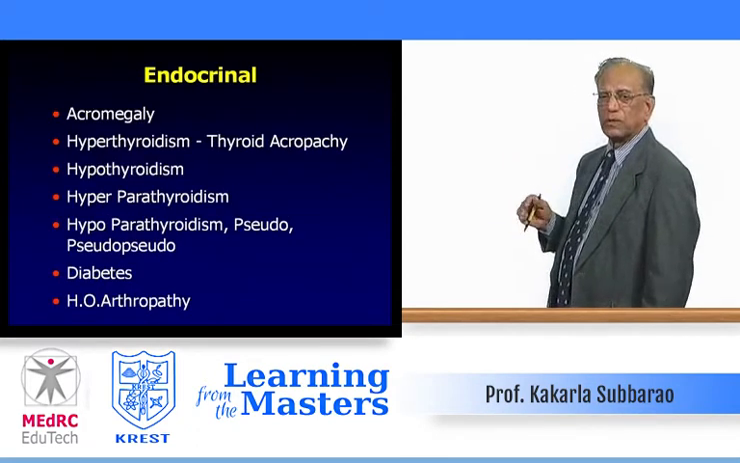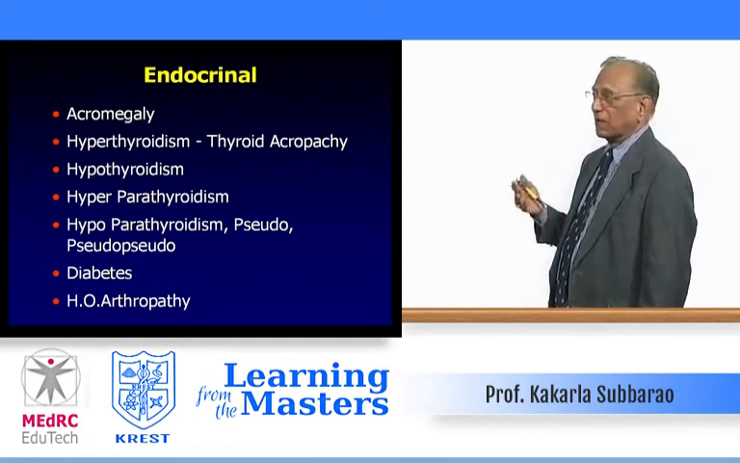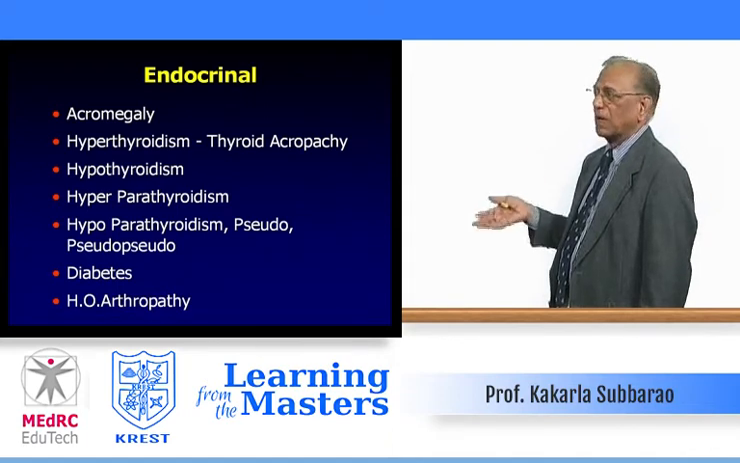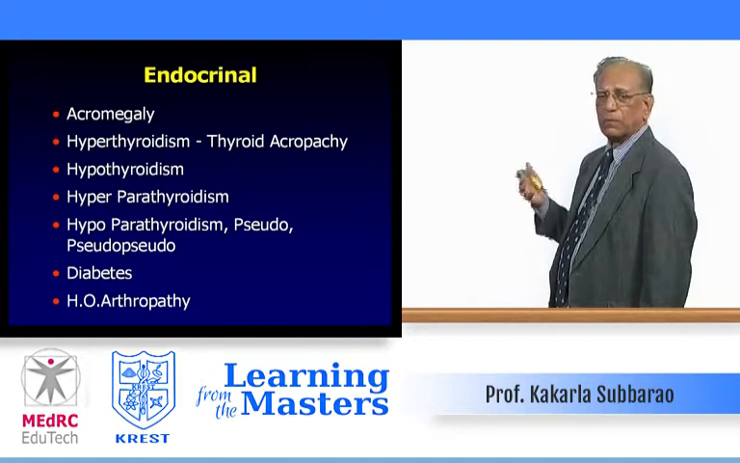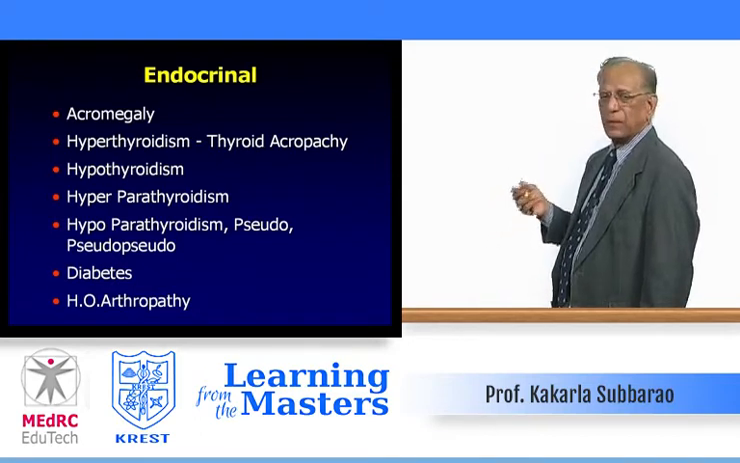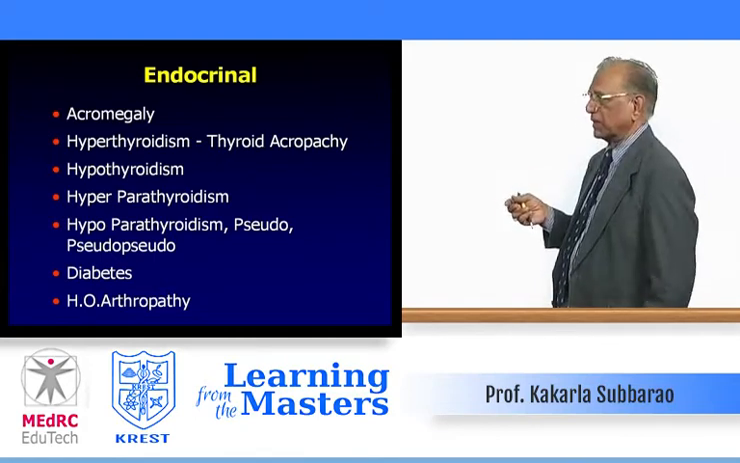Now we come to the other systemic disorders, namely endocrine: acromegaly, hyperthyroidism, for example thyroid acropathy, hypothyroidism, hyperparathyroidism, hypoparathyroidism, pseudohypoparathyroidism, diabetes, hypertrophic osteoarthropathy. These are all some of the entities that you can get.